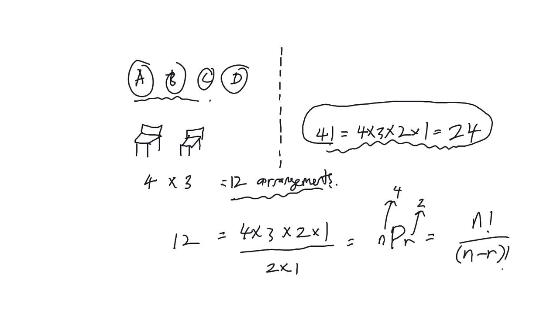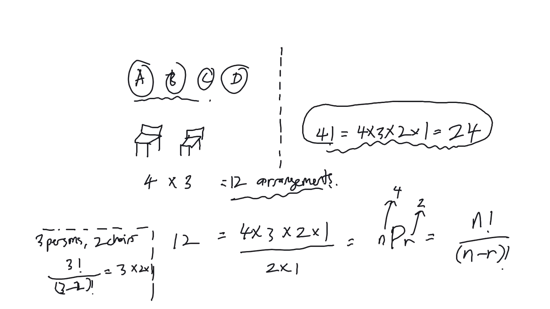In the case of 3 persons with 2 chairs, let's do it over here. 3 persons, 2 chairs. So 3 factorial over (3 minus 2) factorial. So that is 3 times 2 times 1 over 1, which is 6.